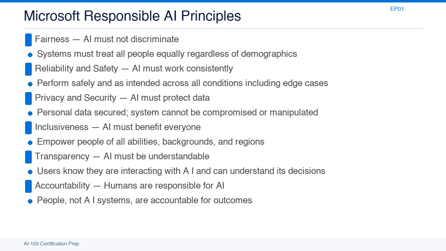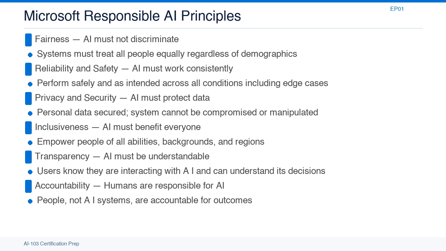Microsoft responsible AI principles appear in the exam, especially in Domain 1 and in case study scenarios. You need to know all 6 by name and be able to recognize which principle is being violated or upheld in a scenario. Fairness means the system does not discriminate against individuals or groups. For example, a hiring AI that disadvantages certain demographics violates fairness. Reliability and safety means the system works as intended across all conditions, including edge cases. Privacy and security means personal data is protected and the system cannot be compromised.